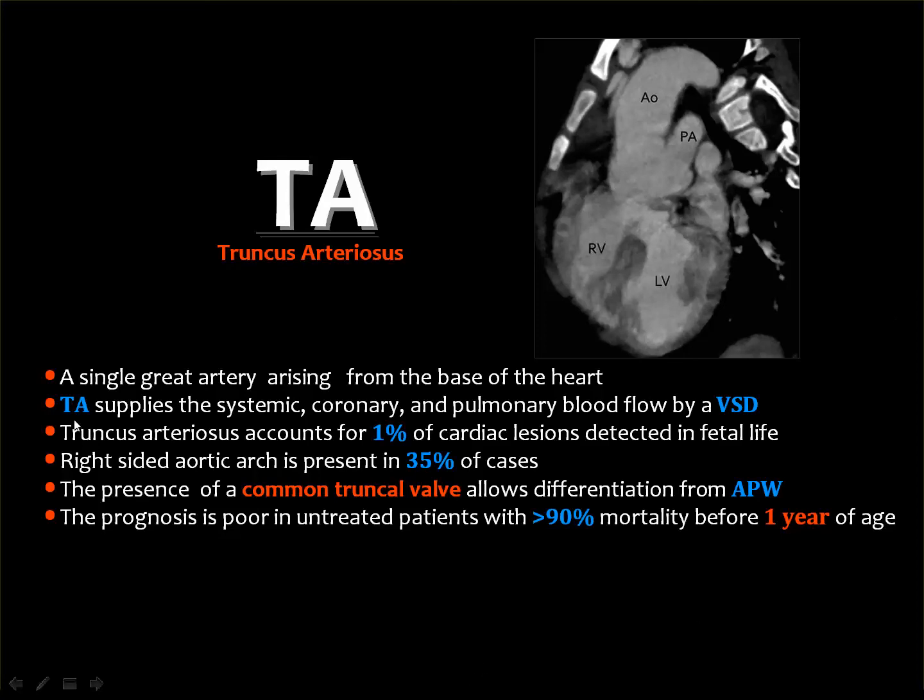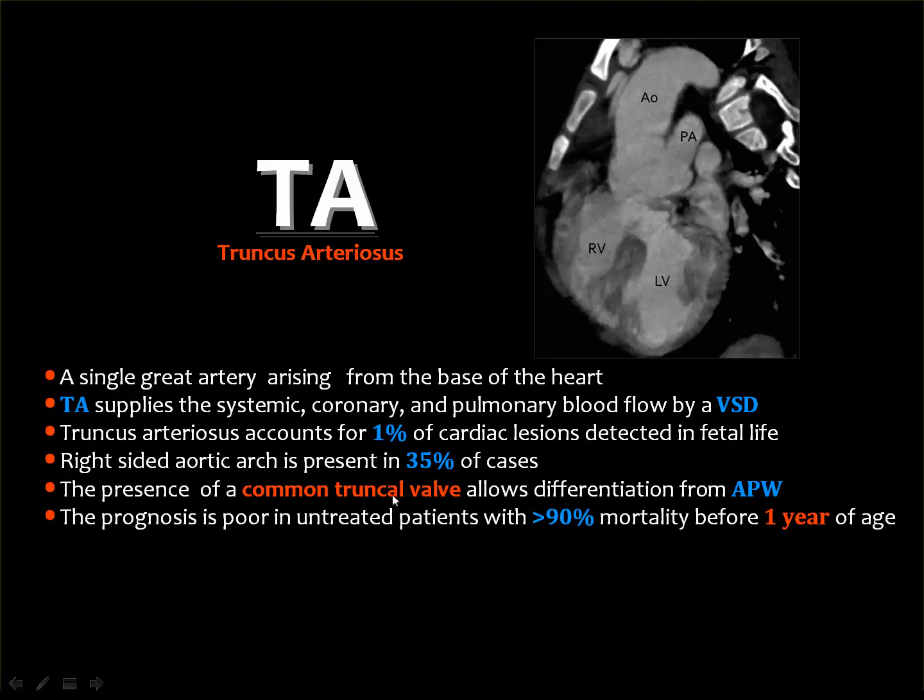And this truncus arteriosus supplies the systemic, coronary, and pulmonary blood flow by the presence of VSD. This is the left ventricle and the right ventricle, and there is a communication between both through the VSD. The truncus arteriosus represents about 1% of cardiac anomalies. A right-sided aortic arch is seen in about 35% of the cases.